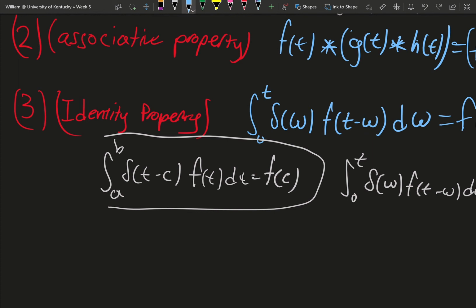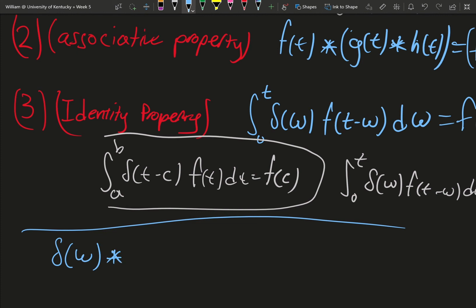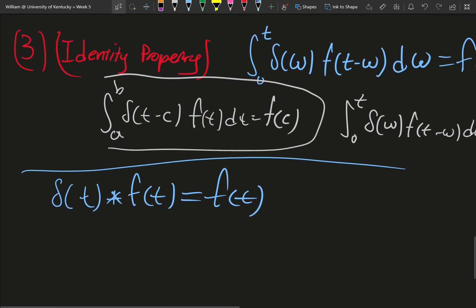So another way of writing this identity property is the convolution of the delta function with any other function is just that function. And similarly, if I change the order.